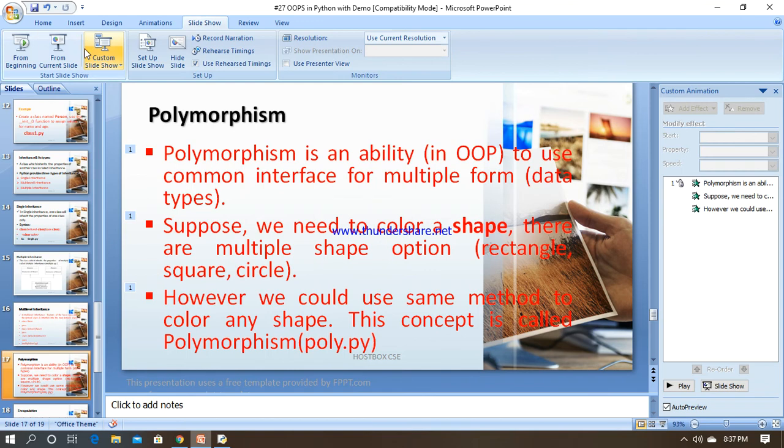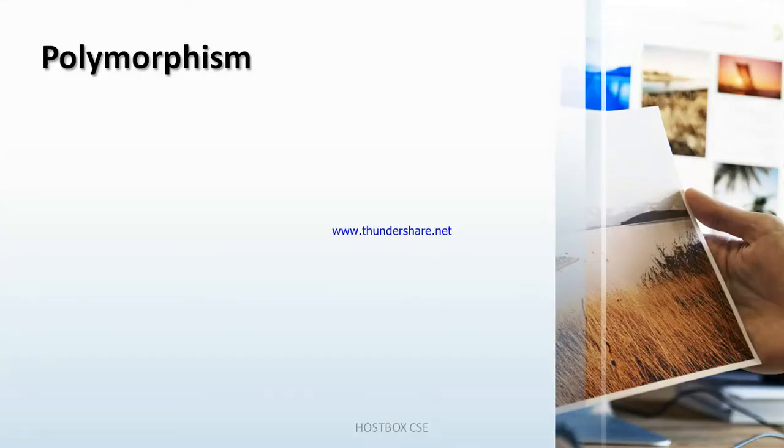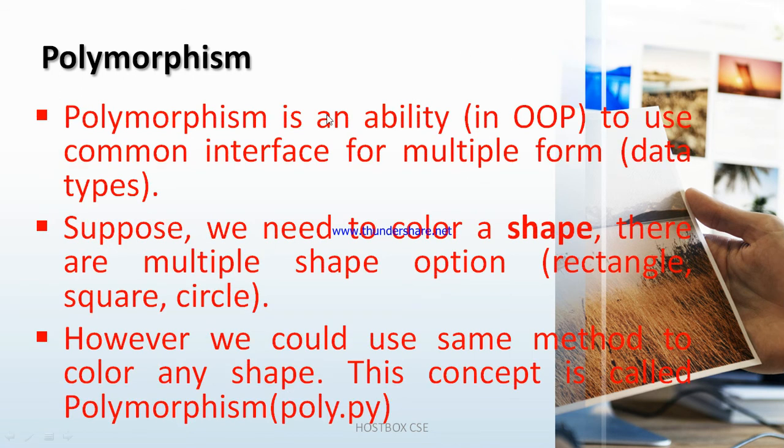At last, very important, we have polymorphism and inheritance. What is meant by polymorphism? Polymorphism is an ability in object-oriented programming to use a common interface for multiple forms, for example data types. Suppose we need to color a shape. There are multiple shape options: rectangle, square, circle. However, we could use the same method to color any shape. This concept is called polymorphism.